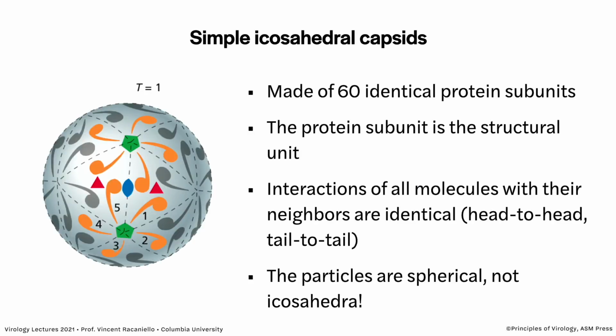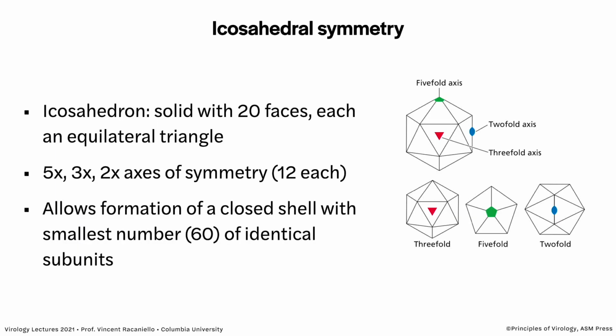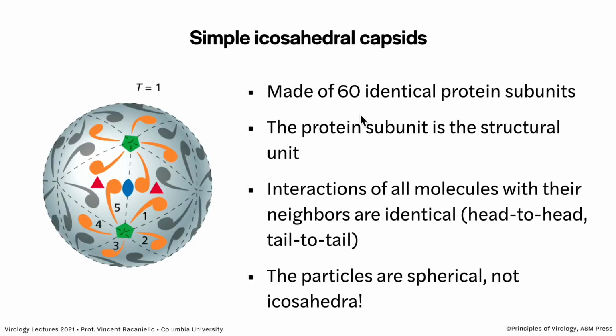Icosahedral symmetry. So there are simple icosahedral capsids. As I said, they're made up of one protein, 60 copies, and that is enough to build a sphere. It's not actually an icosahedron, with angles. It's just built with icosahedral symmetry. So, the picture I show you here is an actual icosahedron, but virus particles are not icosahedra. They're spheres with this kind of symmetry.